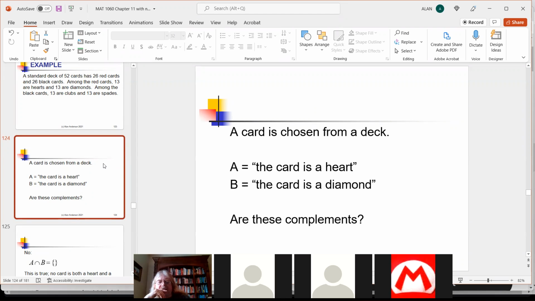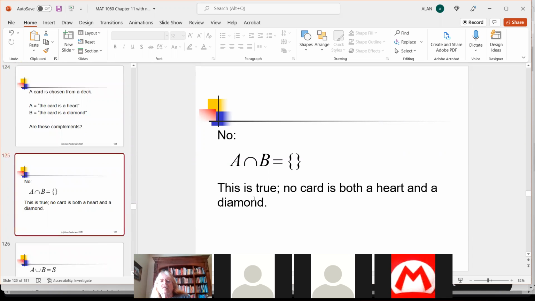Are they complements? Well, one of the conditions we need is true in the sense that A and B can't have no elements in common. In other words, no card can be both a heart and a diamond. So the intersection of those two is indeed empty. Where's the problem though? Oh, well, the intersection is empty, but is the union equal to the entire sample space?